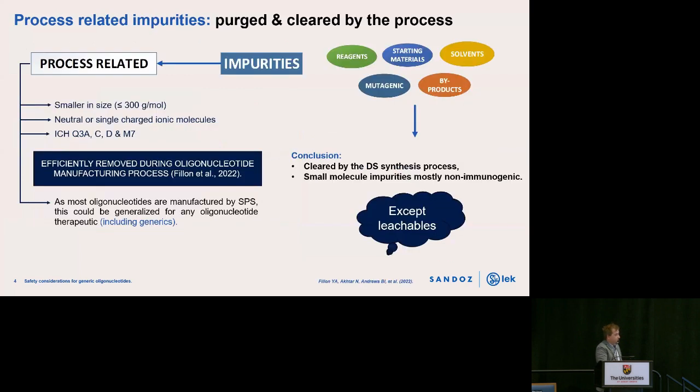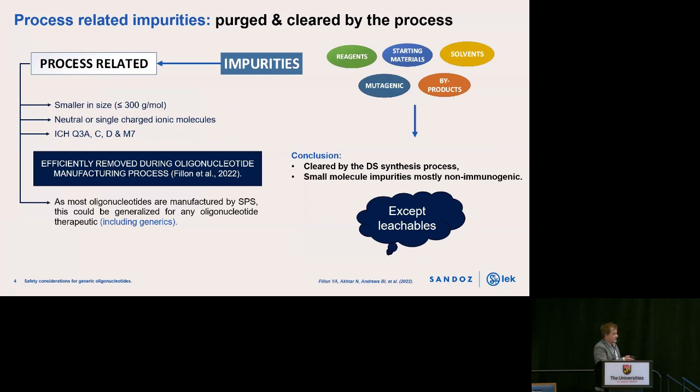So let's start with process-related impurities. Compared to the API, they are much smaller in size, usually neutral or single-charged molecules. They can be reagents, starting materials, solvents. Usually we control them according to existing ICH guidelines, but more importantly, due to high purge factor, they are effectively removed and not present in the final product.